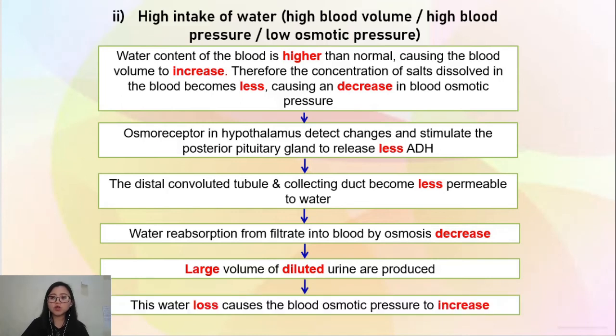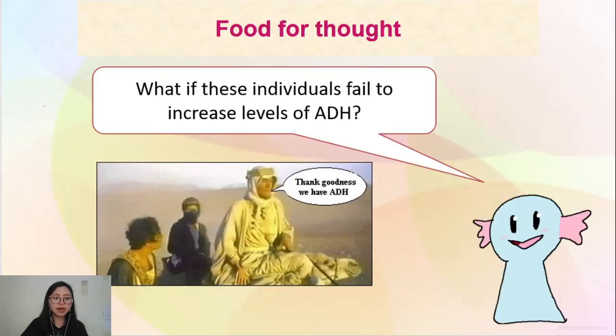This water loss causes the blood osmotic pressure to increase. Sekarang lebih banyak air disingkirkan daripada badan, blood osmotic pressure balik kepada normal. Tingkat balik kepada normal. So that is it. It's kind of just a bit reverse of the other one. Okay, so I don't have a diagram for high intake of water. I hope that these sentences make sense. And yeah, that is the end of this.